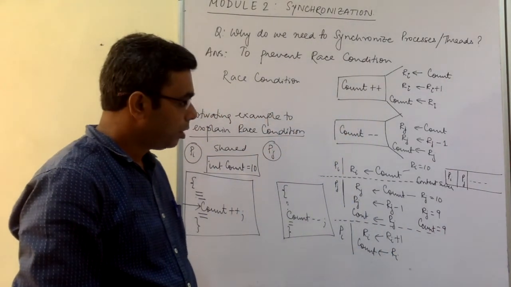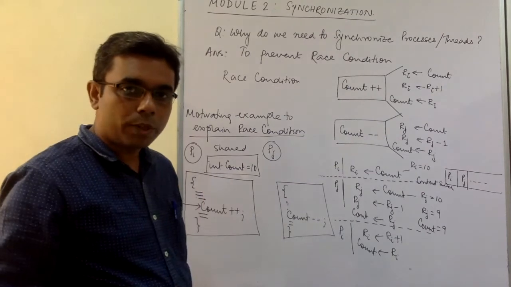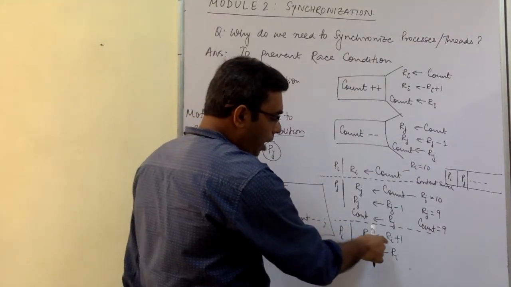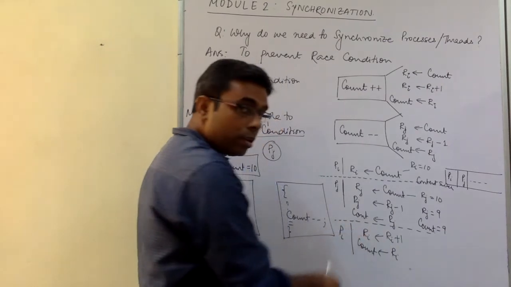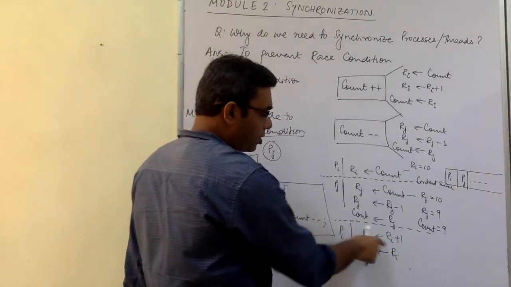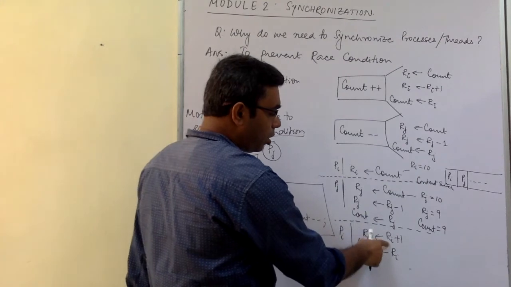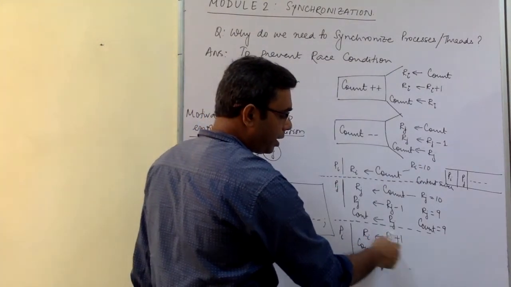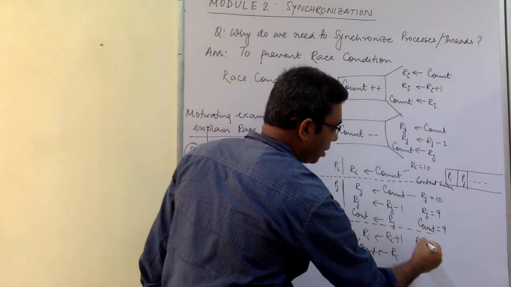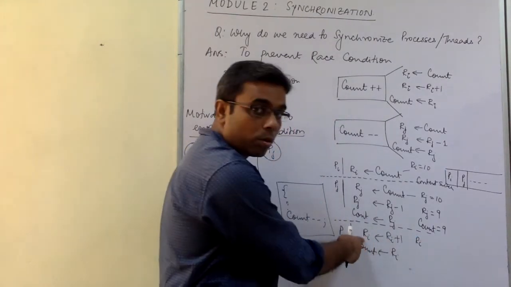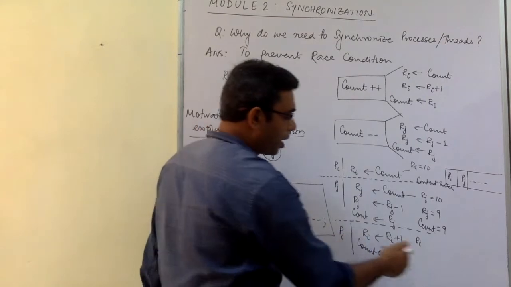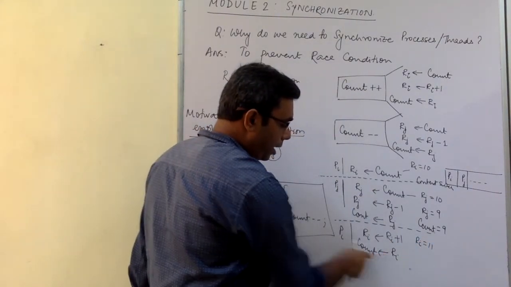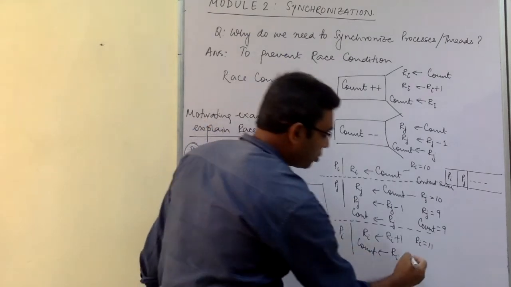But there's again a context switch, and you go back to executing Pi. Pi now starts executing by executing this instruction. That is the value of Ri, which was 10, gets incremented, so Ri becomes 11, and that is loaded as the updated value of Ri. So Ri now becomes 11, and this updated value of Ri is now written to count. So count here becomes 11.